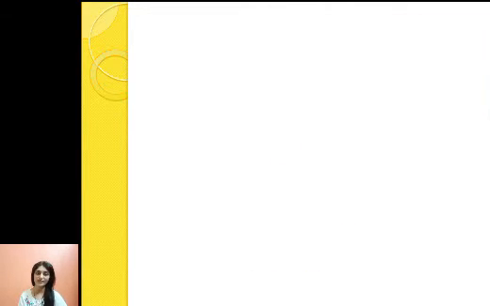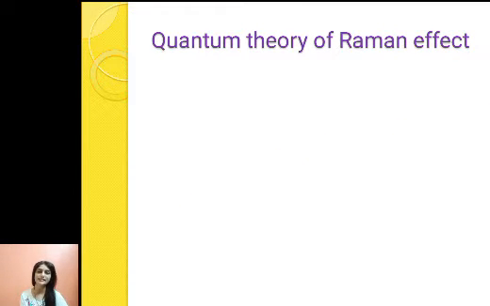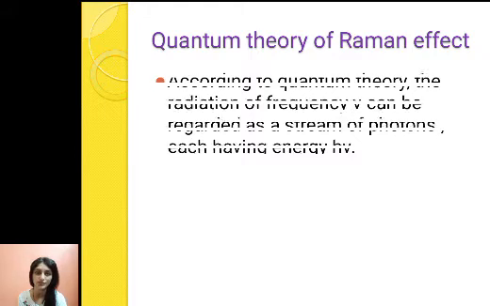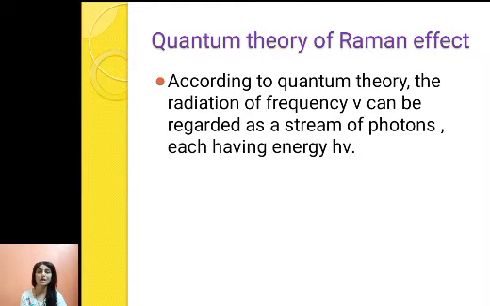In the last lecture we studied the general introduction of Raman spectroscopy. Here in this lecture we are going to study the quantum theory of Raman effect. According to quantum theory, the radiation of frequency nu can be regarded as a stream of photons, each having energy h nu. So when a monochromatic beam of radiation is passed through a sample, we are not going to consider the wave nature of the radiation. We will consider its particle nature, that is photon.